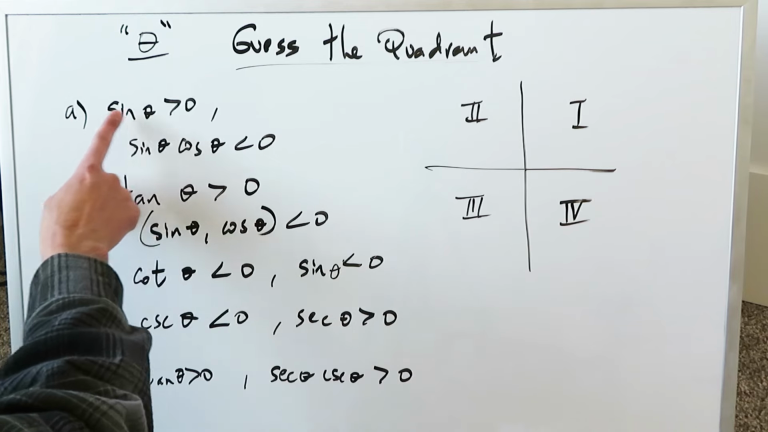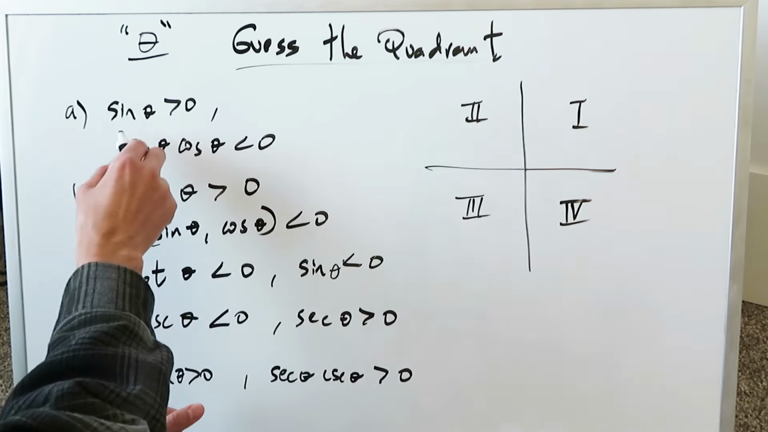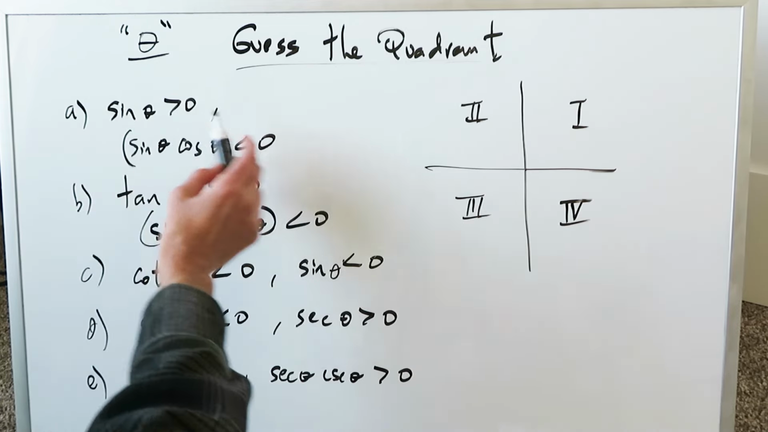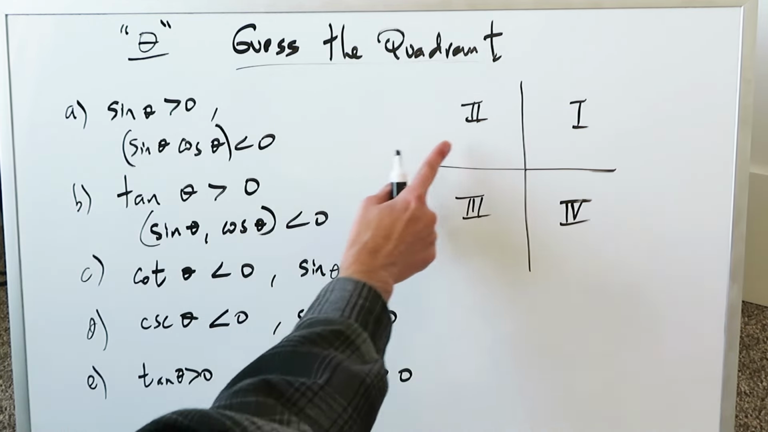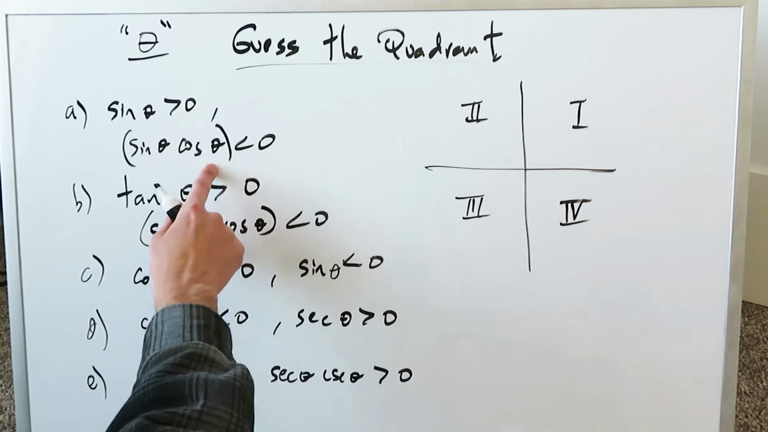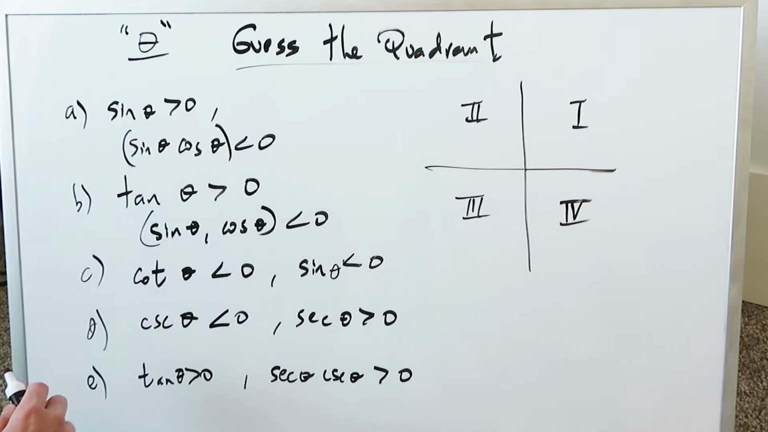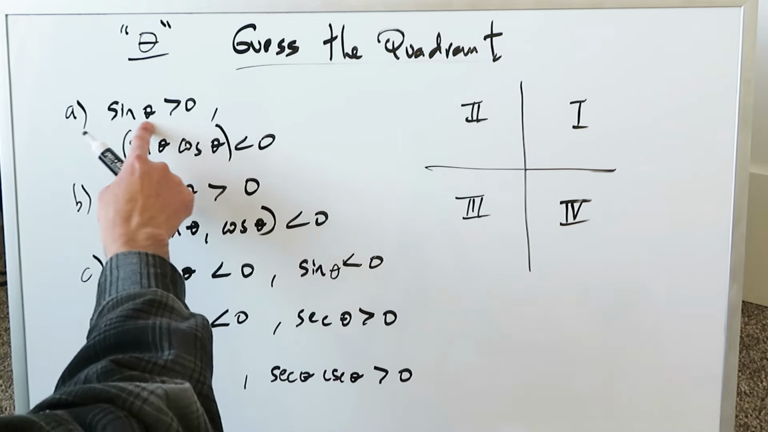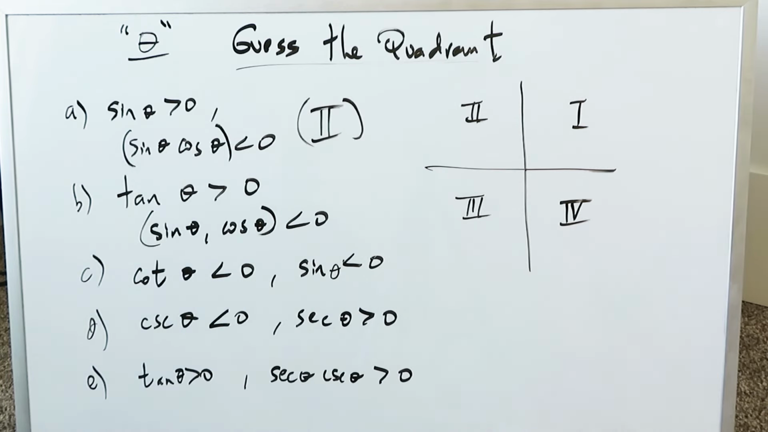Starting with question A, sine theta is greater than 0. The product of sine theta and cosine theta is less than 0. You know sine is greater than 0, therefore it's positive, but sine is positive in the first and the second quadrants. Cosine happens to be negative in the second quadrant, therefore an angle which is negative will make the product negative, and your value will be less than 0. Therefore, based on this condition and the fact that sine had to be positive, we're looking at quadrant number 2, and that would be your answer for question A.